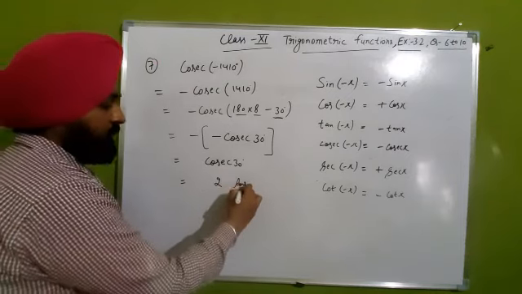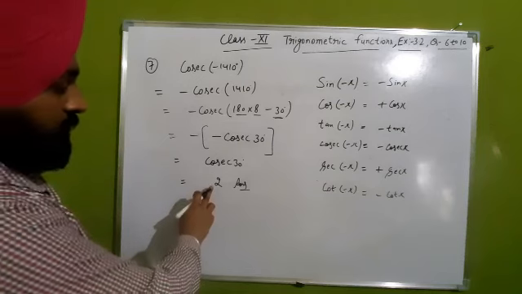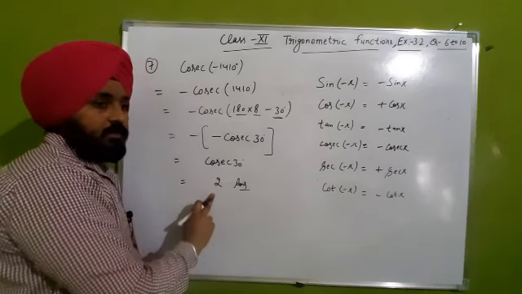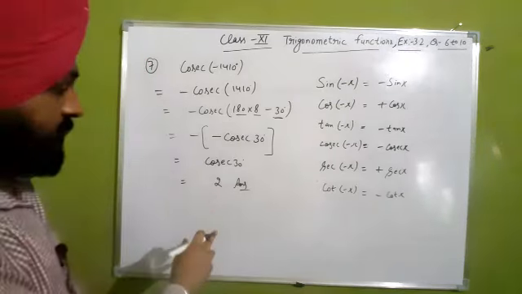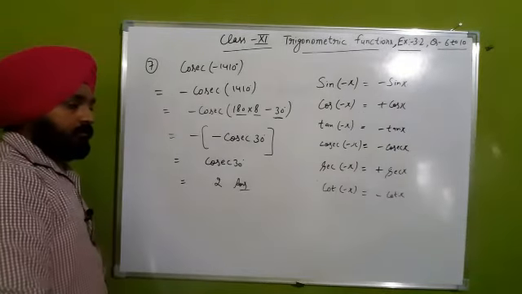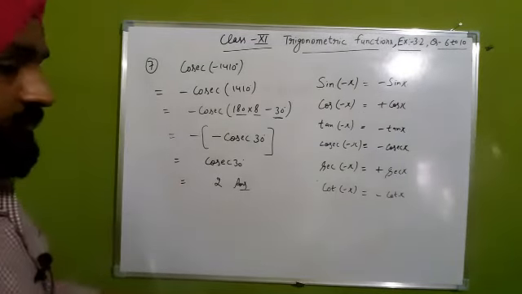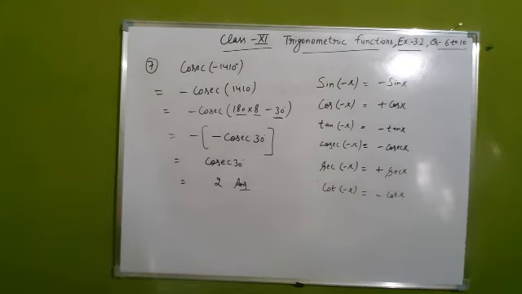That is your answer. For this value you can go through the class 10 table which you have remembered at that time. So the value of cosecant 30 degrees is 2.